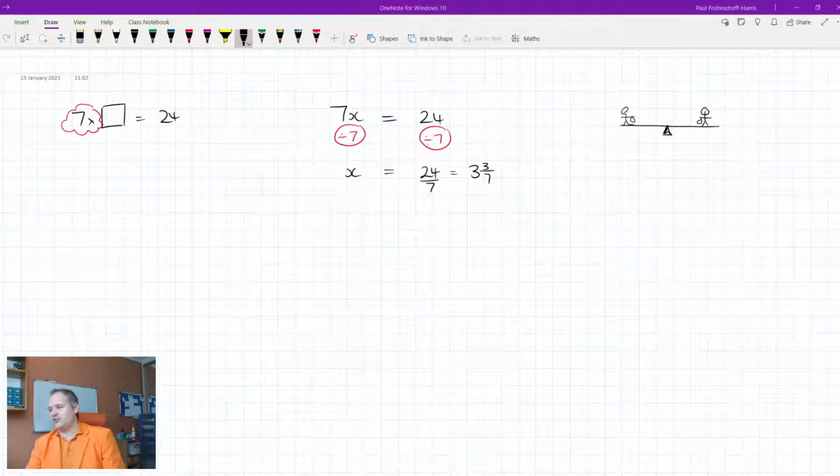Absolutely, 24 is not in the 7 times table, so therefore we write it as a fraction, and we'll do some more like that.